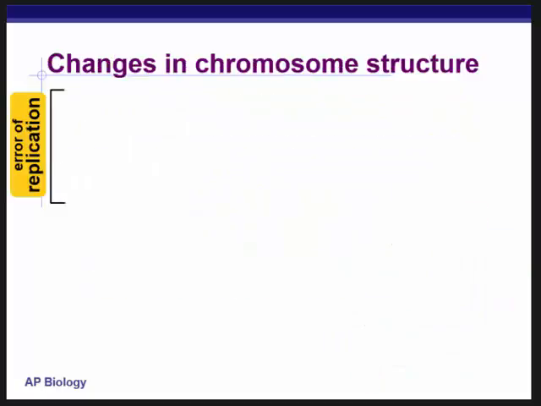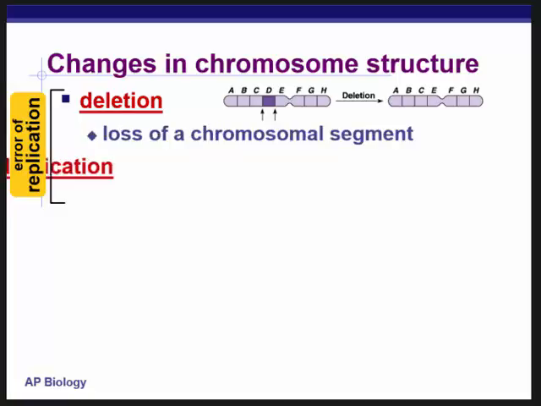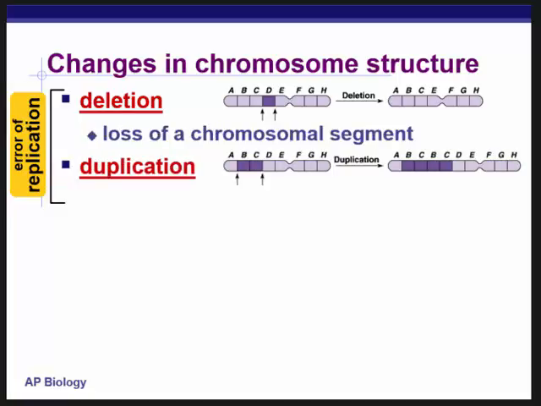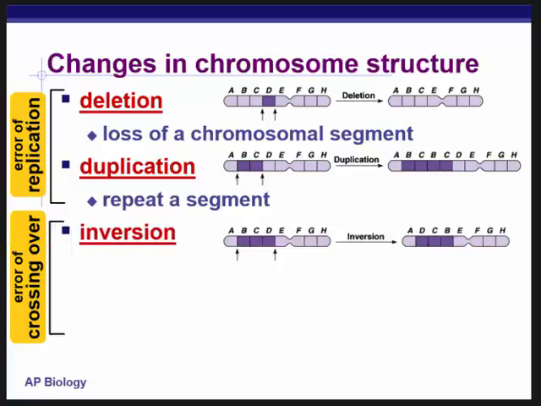So the other thing that can happen is you can have a change in chromosome structure. So if there's an error in replication of the DNA, you can end up with a gene being deleted, or you can end up with a duplication of a DNA. So there's too many copies of that one gene. You could also have an error of crossing over. So crossing over is when the two chromosomes exchange pieces of them during prophase to metaphase of meiosis 1. And you can get an inversion where the gene is put back in the wrong order.